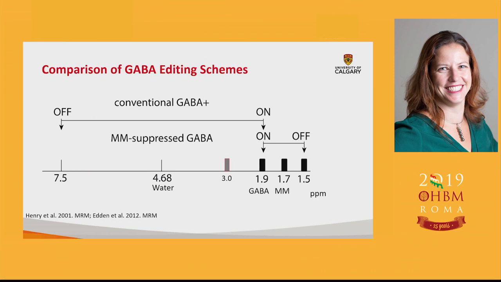I'm just showing the same information here in a different way. In the typical conventional GABA plus sequence, we have our editing pulse at 1.9 ppm. In the off condition, we effectively apply it somewhere else that's irrelevant, symmetric about the water peak. But in the suppressed sequence, we apply it symmetric about that 1.7 ppm peak. And so that macromolecule peak sees the same editing in both conditions. So when you subtract it, the effect has been removed.